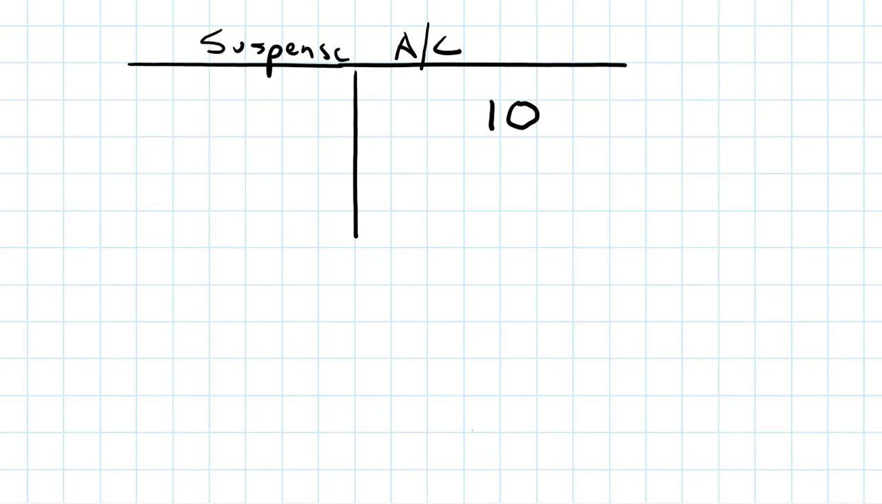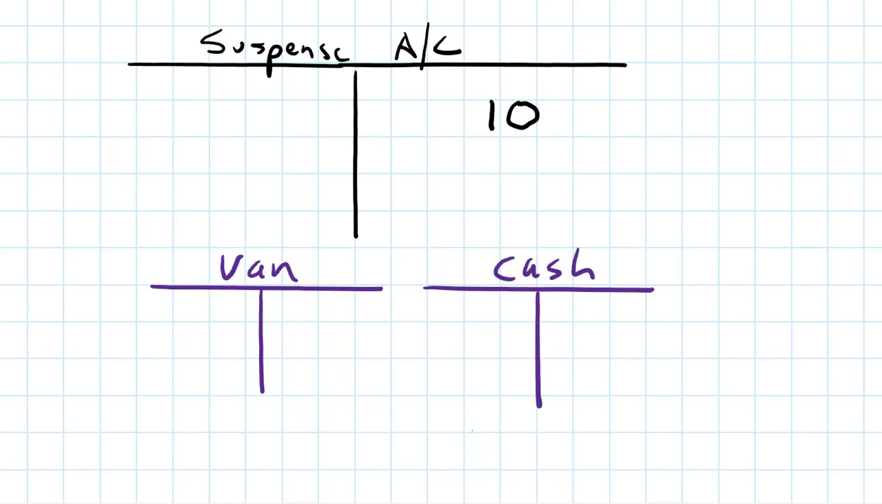Now, I searched for the error and I found the error. The error was related to the purchase of the van. When I purchased that van, I should have debited van $60, credited cash $60. But no, I accidentally credited cash $50. So I found the error.